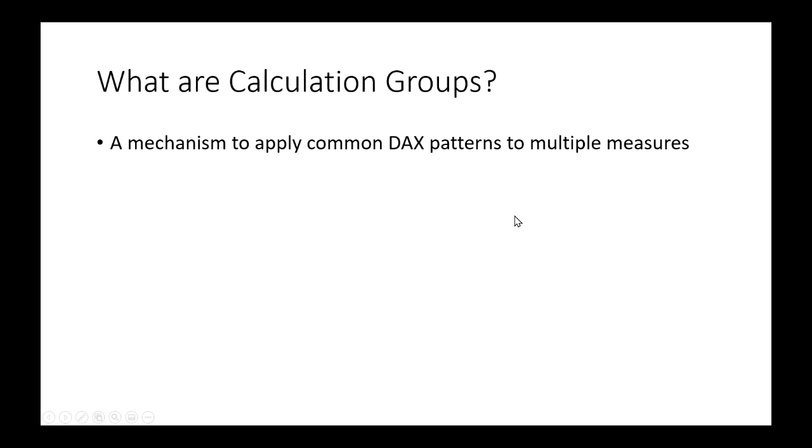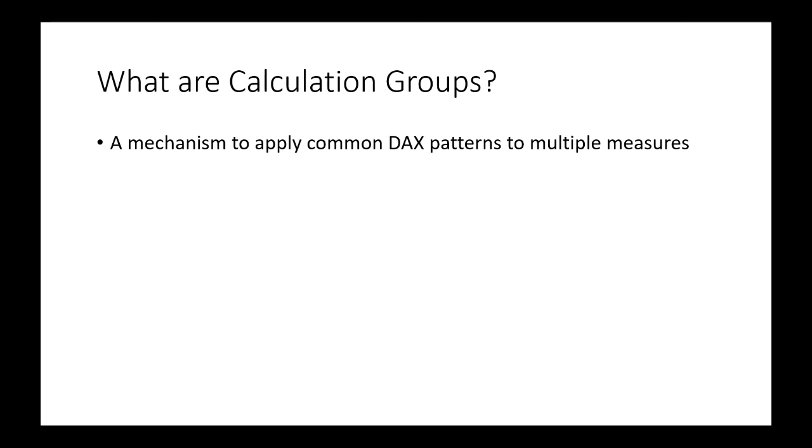So first of all, what is a calculation group? Primarily, calculation groups provide the author of a Power BI report with the ability to apply a common DAX pattern across multiple measures. So let's imagine you have some common DAX patterns like year to date, or compare this month with the previous month, and you apply these many times to more than one column.